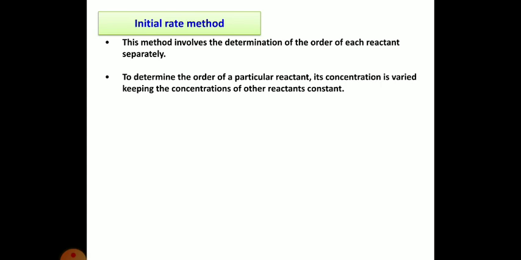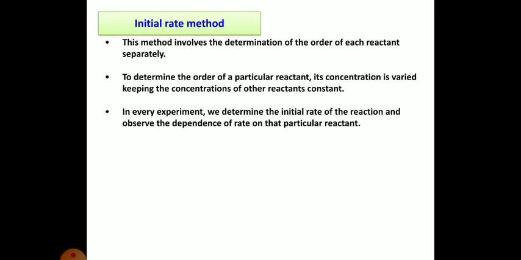This is what we will look at in the initial rate method. To determine the order of a particular reactant, its concentration is varied keeping the concentration of other reactants constant. Now this is a very important concept for the determination of the order of a particular reactant. In every experiment we determine the initial rate of the reaction and observe the dependence of rate on that particular reactant.